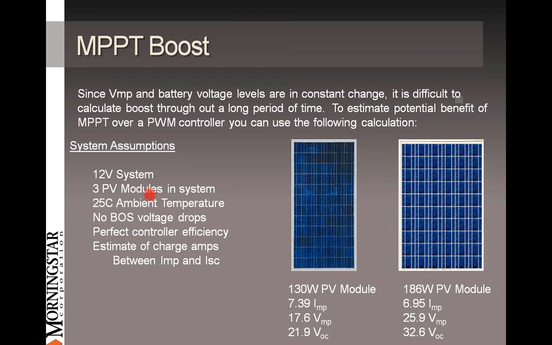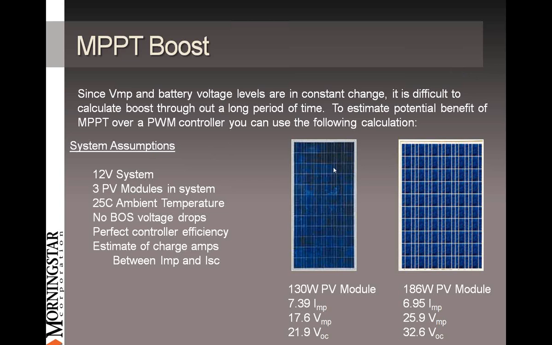And I'm going to make a few assumptions here. I'm trying not to get into the hardcore solar analysis here. I just want to give you an idea of why some modules could really benefit from power point tracking. We're going to assume a 12-volt system, 3 modules each. I'm going to talk about 25°C ambient temperature, which basically never happens on a solar array, but let's just look at baseline values. No voltage drops, perfect controller efficiency, which also never happens. Let's just get all that out of the way so we can talk specifically about power point tracking.